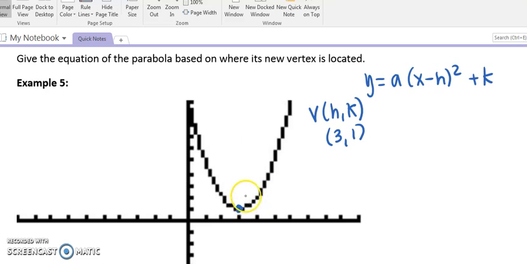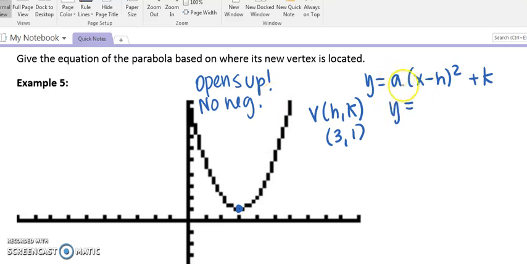But you do have to ask yourself if it's opening up or down. So if it opens up here, then that means there's no negative in the front, right? That's the normal way that it opens. It's positive a, then it opens up. So we're just going to leave that, and don't worry about plugging in a number for a. So this is going to be x minus 3 squared plus 1. Totally pulling my h and k values from here.